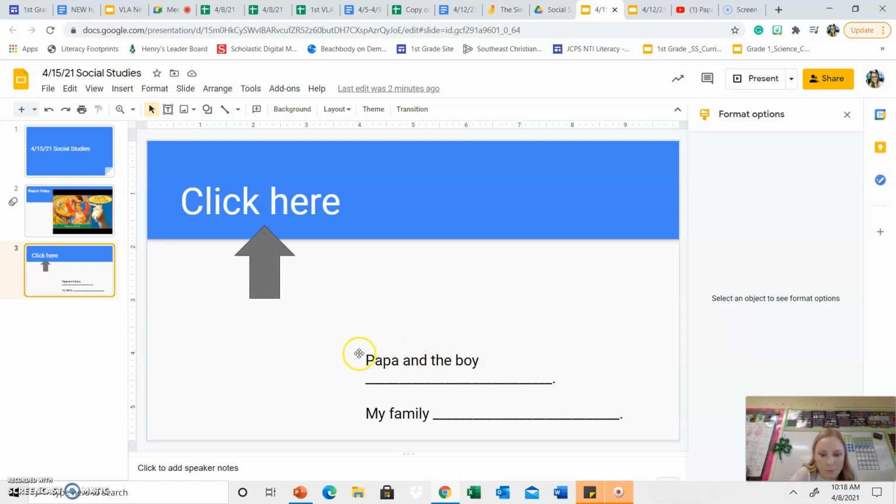I gave you an example of some sentence frames to help get you started if you're not sure where to start down here. But you can do it any way you want: picture, sentence, just a few words, however you want to do it. Tell me some things that are the same between Papa and the boy and your family. Then upload a picture of your work where it says click here, or text a picture to your teacher.